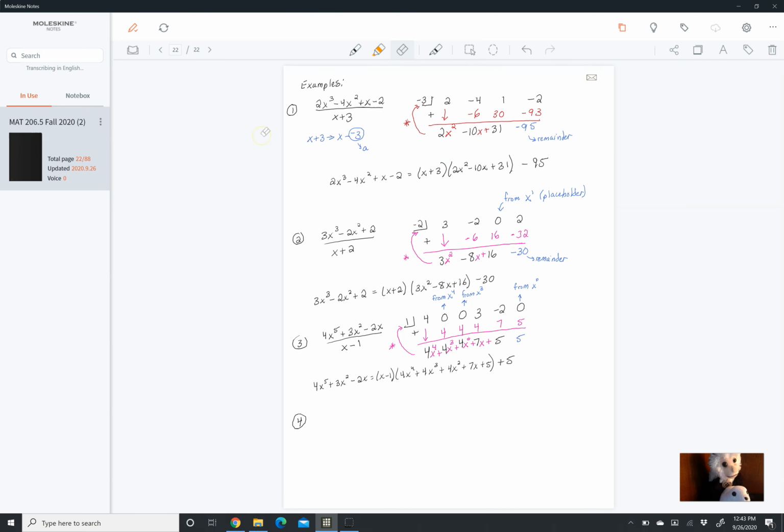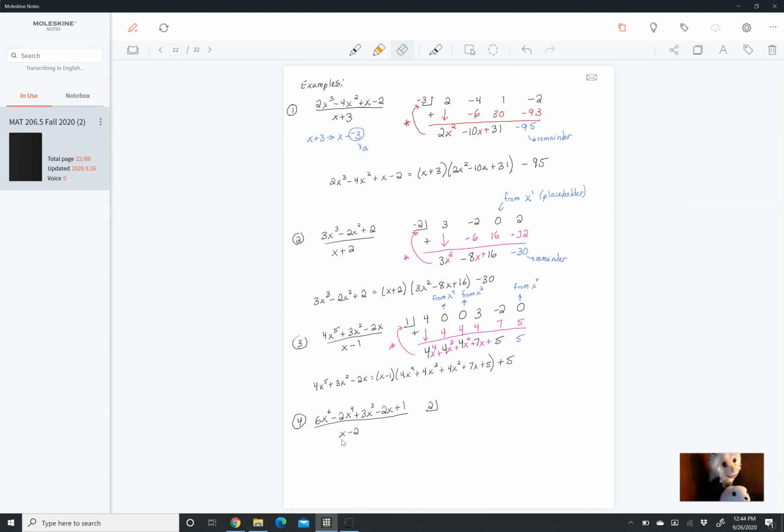Okay, so let's say that we have, let's do an x to the 6th just for fun. Let's do 6x to the 6th minus 2x to the 5th plus 3x cubed minus 2x plus 1. And let's divide by x minus 2. Okay, so we're going to set this up inside here. We put a 2. So remember, it's the opposite of what we see down here.